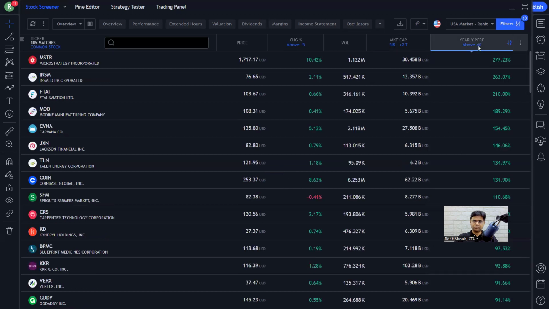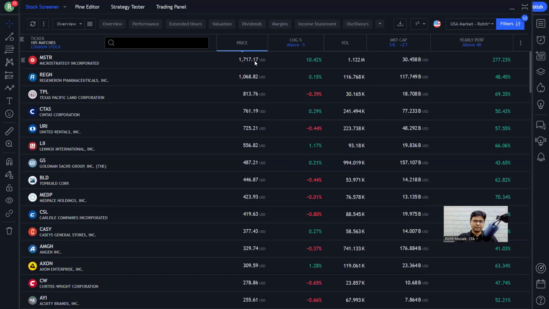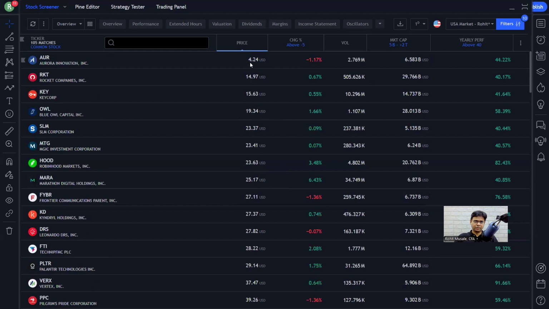So yearly performance, you can sort it by yearly performance. You can sort it by price as well. So this is the highest priced stock per share, and this is the lowest priced stock per share. If you see these four stocks, they are priced below $20. I would recommend any stock which is below $15, just stay away because that could be a penny stock. So these two stocks will not come in your watch list. Okay. These 105 matches, by the way, our goal is to select 10 stocks out of these 105.